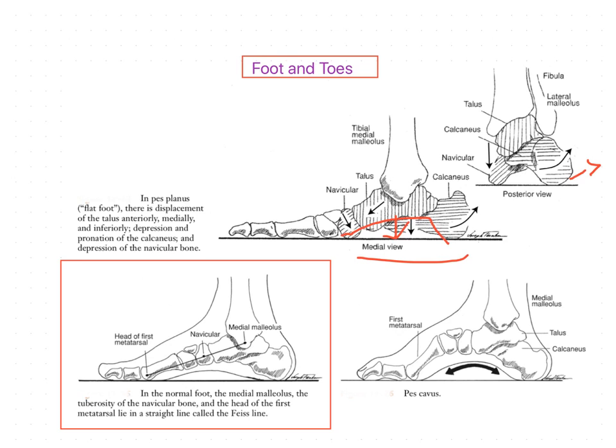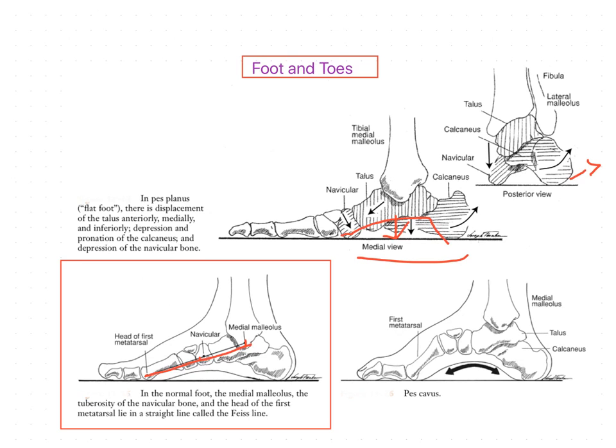So, there is a test, some radiological evidence we can find with that, of whether the foot is a normal foot or a flat foot, by knowing the feiss line. Okay, so here you can find the feiss line. In the normal foot, the medial malleolus, the tuberosity of the navicular bone and the head of the metatarsals lie in a straight line, which is called the feiss line.